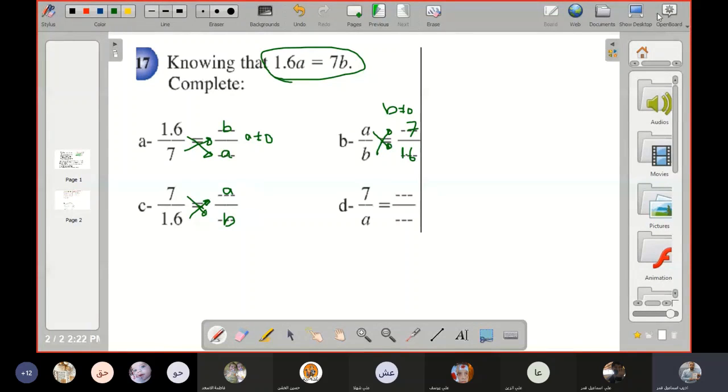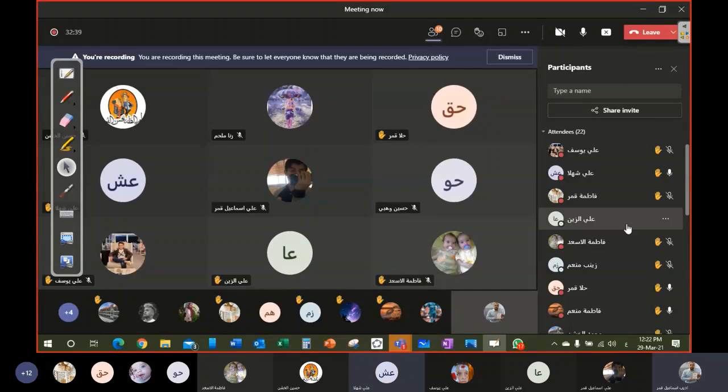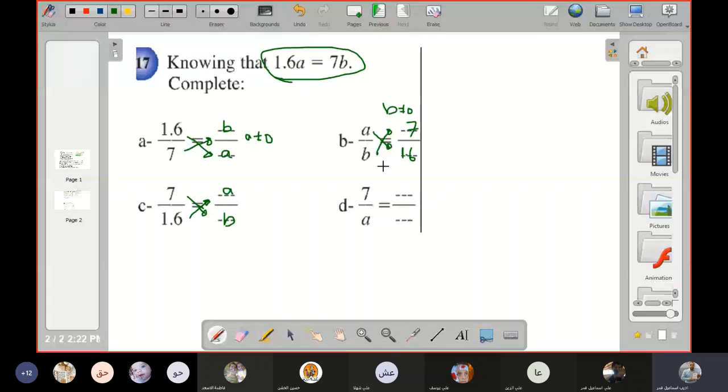The third one. Zainab, the third one. 7 over B equals 7 over A. It is 7 over A. 7 over A equals 1.6 in the numerator and B in the denominator. Very good, Zainab. Excellent, Zainab. Very good.